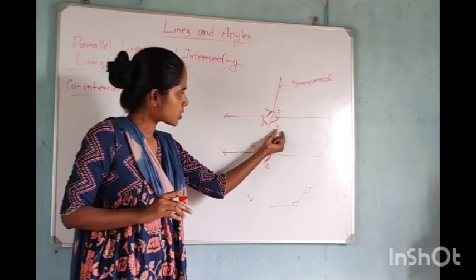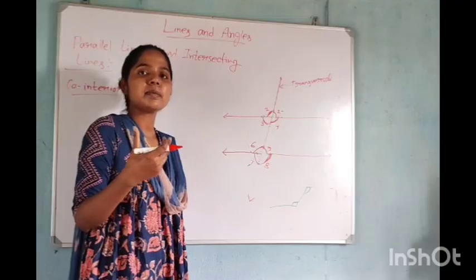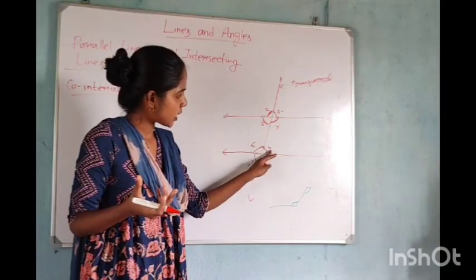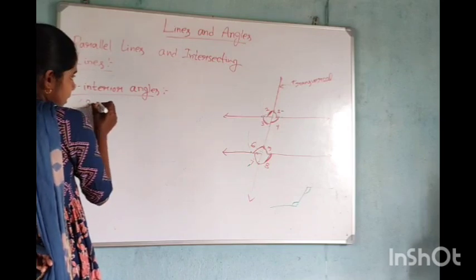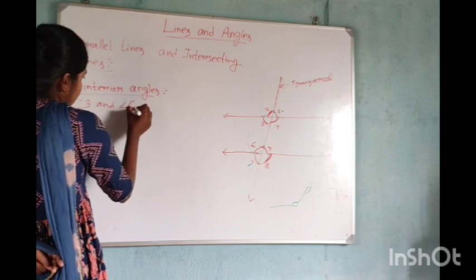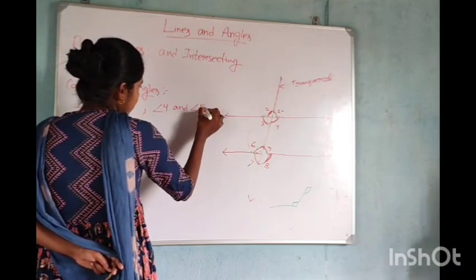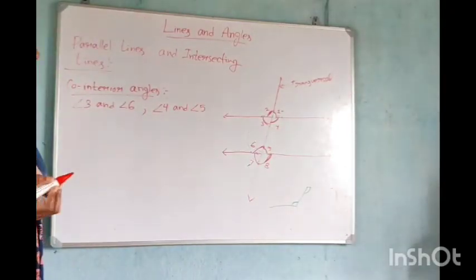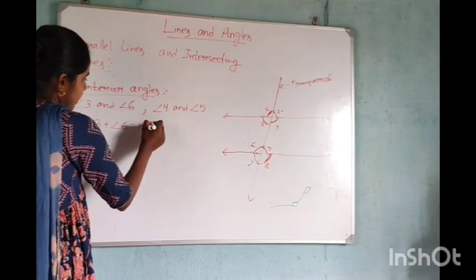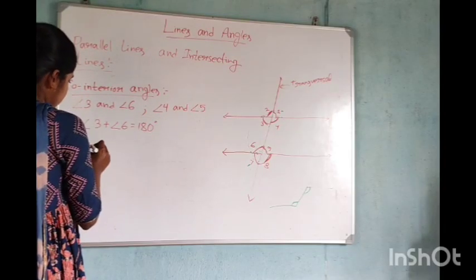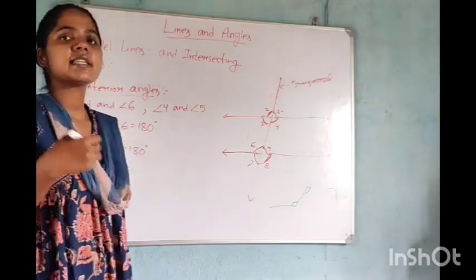Why are they important? Because the co-interior angle property is that their sum will be 180 degrees, meaning they are supplementary angles. Here 4 and 5 sum is 180 degrees. So co-interior angles are angle 3 and angle 6, and angle 4 and angle 5. Angle 3 plus angle 6 equals 180 degrees, and angle 4 plus angle 5 equals 180 degrees. Co-interior angles are basically supplementary angles.